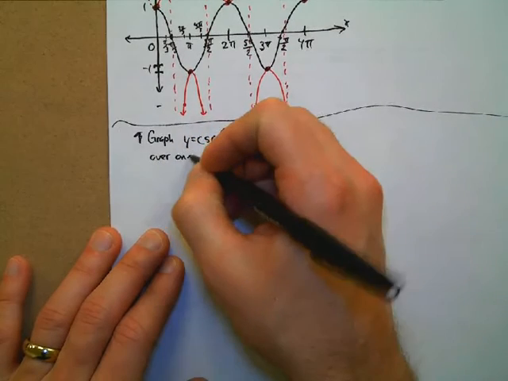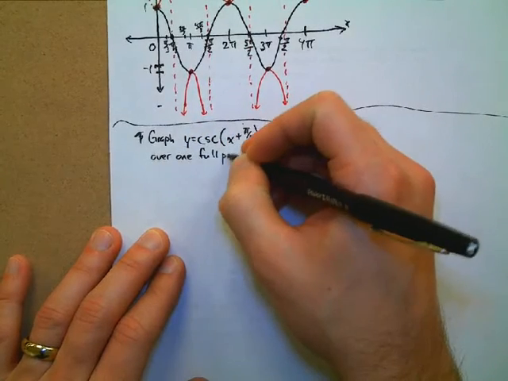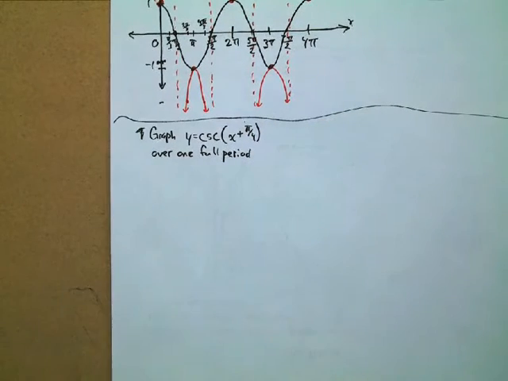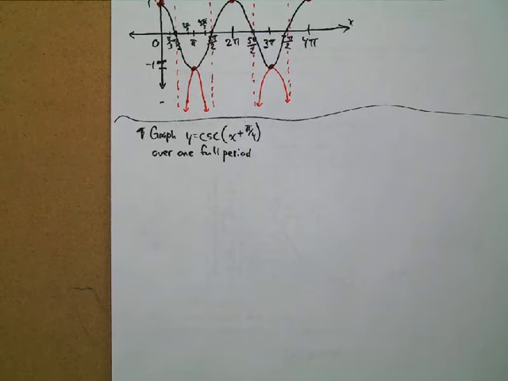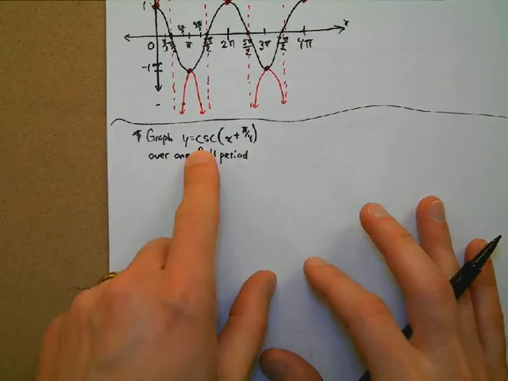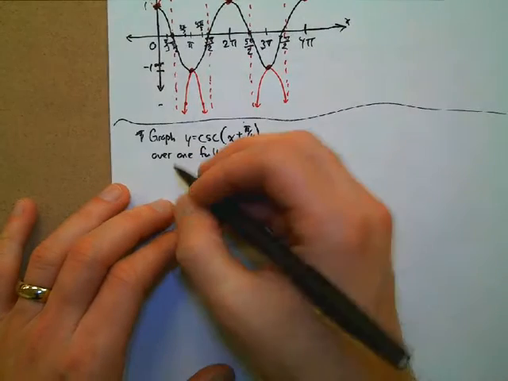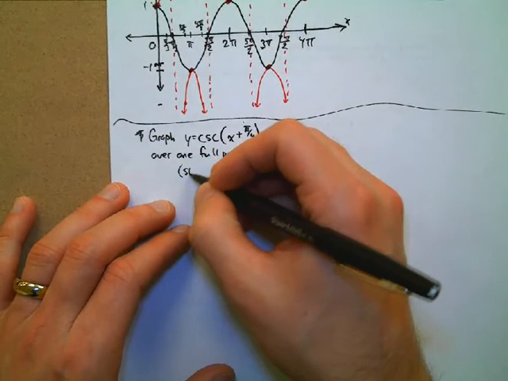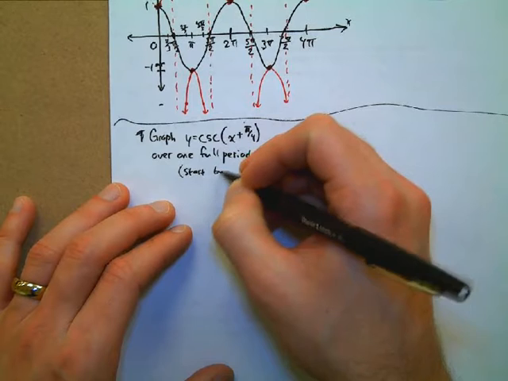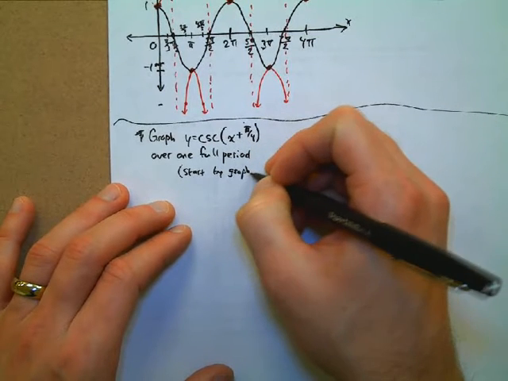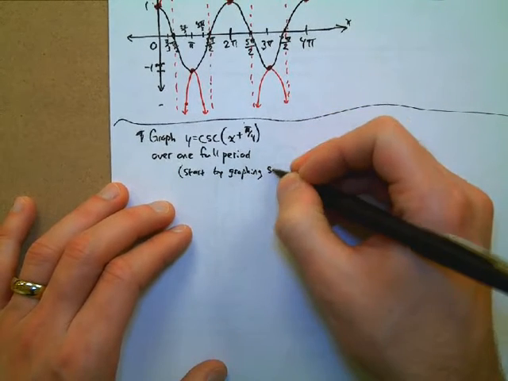All right, so how does that affect things? Well, it affects things just like the way we affect it with sine in this case. So rather than graphing cosecant of x plus pi over 4, we're going to start by graphing sine of x plus pi over 4. So we're going to start by graphing the reciprocal of cosecant, sine, and then we'll use that to help us graph cosecant. Okay, that's going to be our goal here.